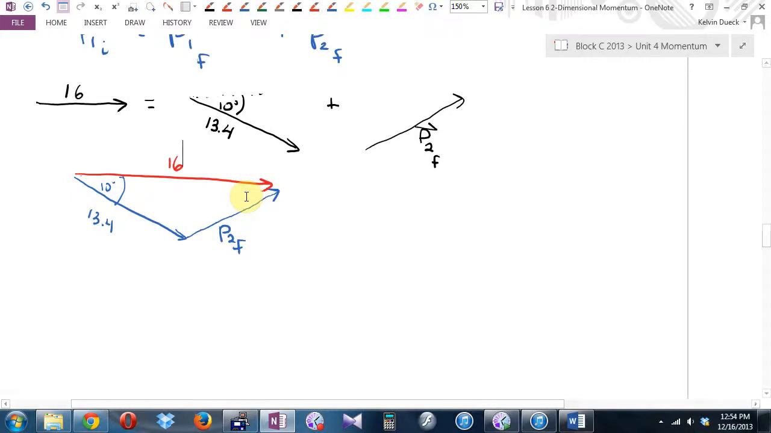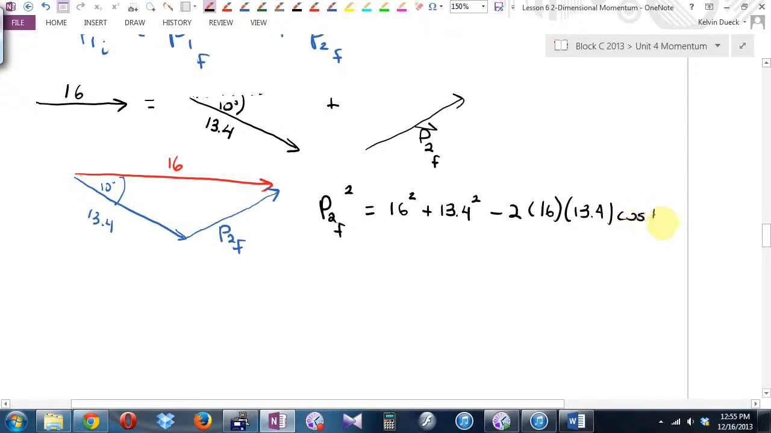What's the cosine law? Again, it is on your formula sheet, but it's sort of Pythagoras in disguise. It's going to look like this. Momentum 2 final squared equals side squared plus side squared minus 2 side side cos.